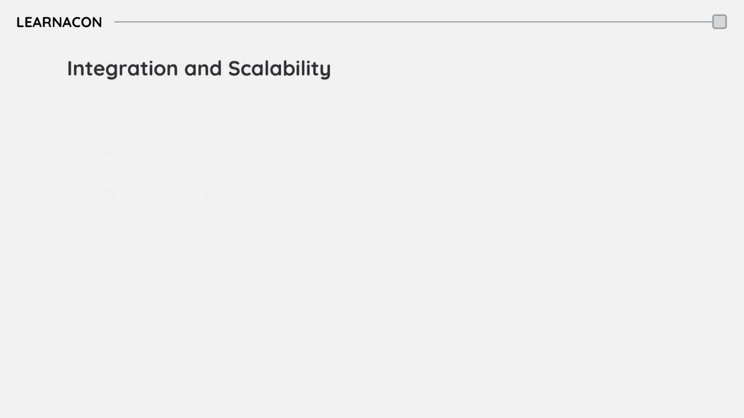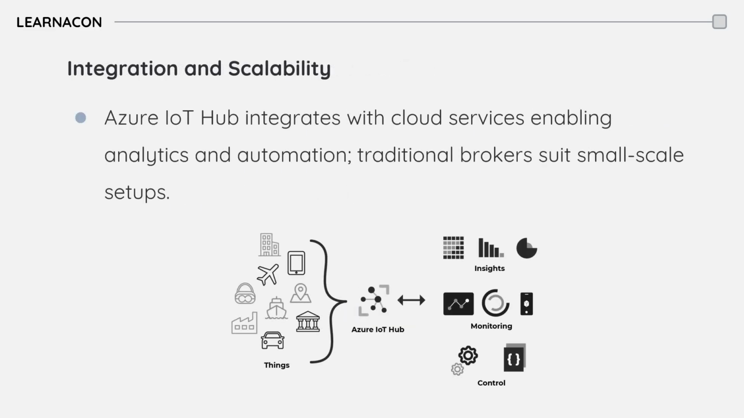Azure IoT Hub stands out for its deep integration with the Azure cloud ecosystem. It connects seamlessly with services like Stream Analytics, Azure Functions, and storage, enabling powerful data processing, automation, and long-term storage, all without additional setup. As a managed service, IoT Hub also offers automatic elastic scalability, capable of handling millions of device connections without requiring you to manage servers or infrastructure.